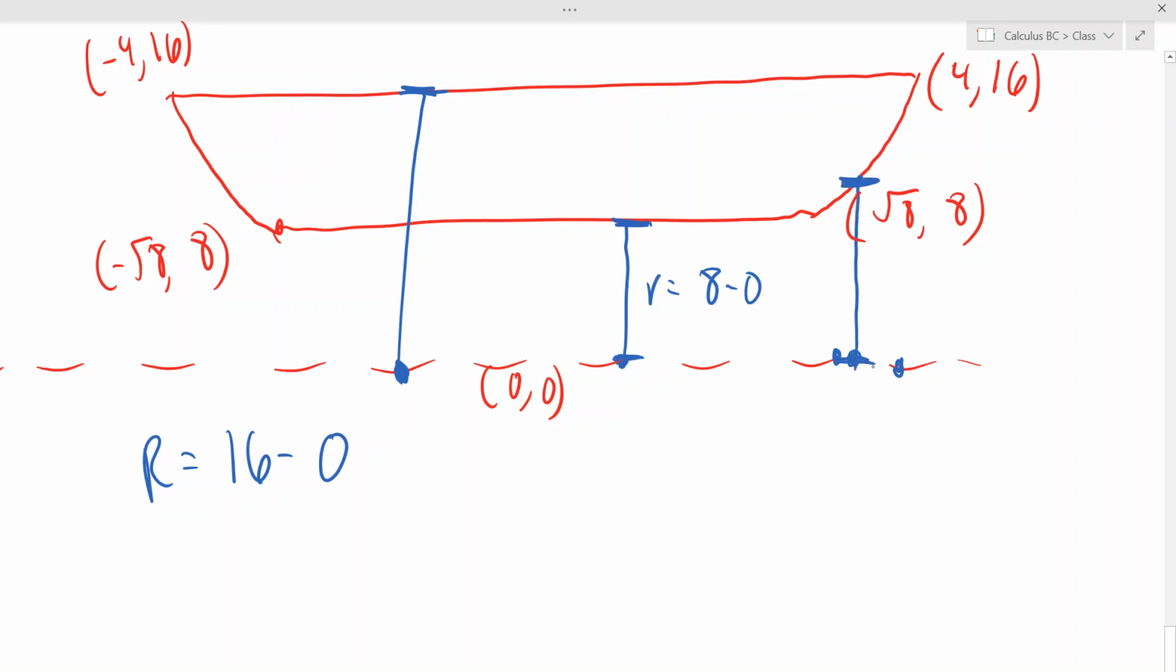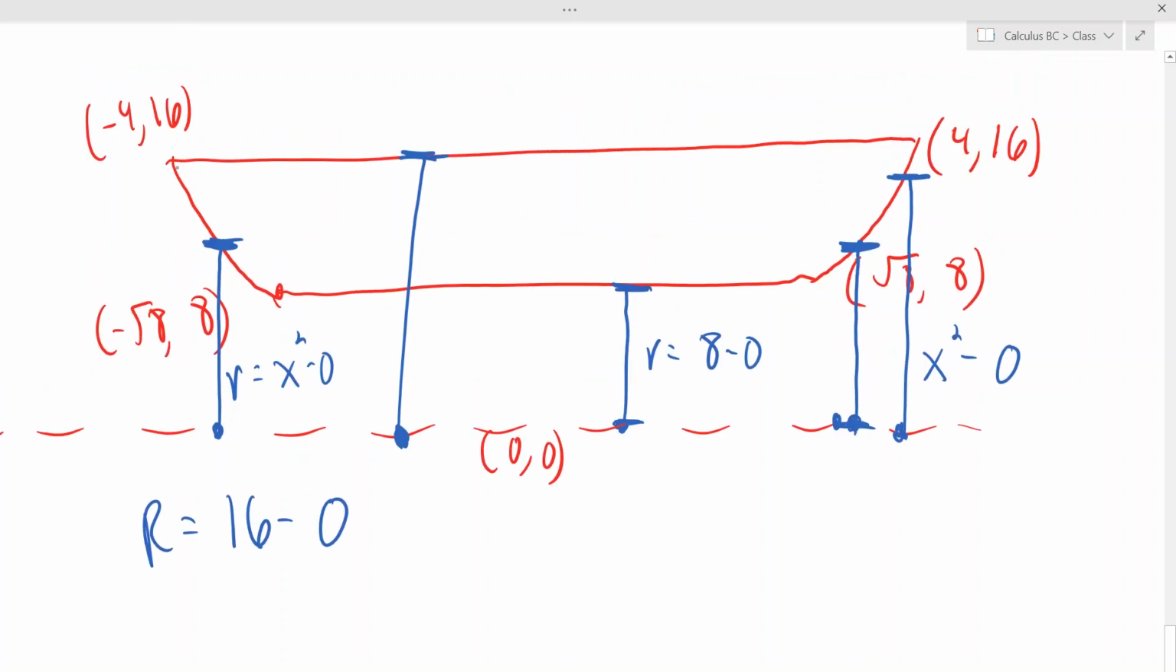But if I draw it over here, now I hit the curve right there. So if I draw it in this interval, I hit the parabola, not 8 anymore. So the little r over here is actually x squared minus 0. And the same thing happens over here. If you draw a radius on this section, you're going to get little r is x squared minus 0 there too. So between negative 4 and negative root 8, little r is based on that because that's the bottom of the shape.